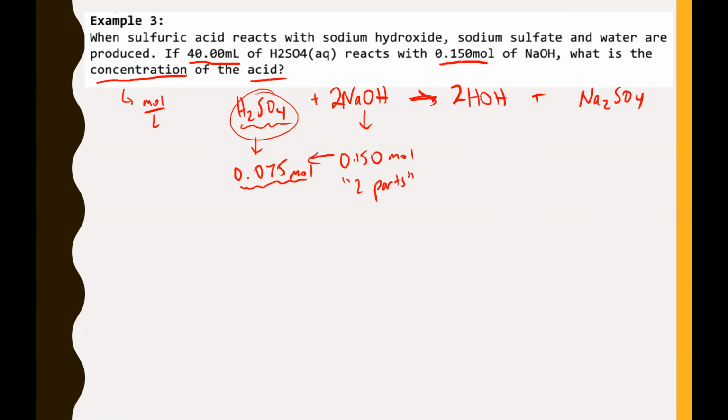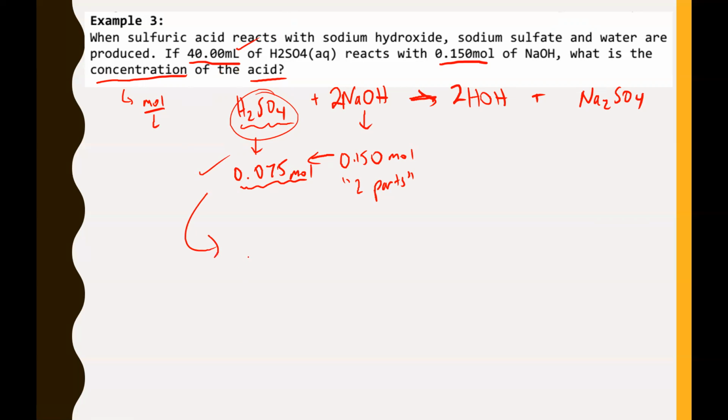We're not looking for the number of moles as our final answer, though. We're looking for the concentration of the acid. Concentration is measured in moles per liter. So in order to find this, we would need how many moles we have, which we've got, and we would need to know how many liters we have as well, which we also have. Well, we have milliliters, but same idea, right?